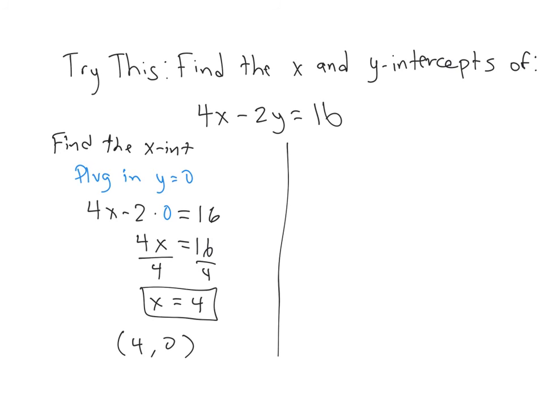All right, so taking a look at this one, we can plug in y equals 0. 4x minus 2 times 0, of course, is going to give us 4x equals 16. Then to solve for x, I'm going to divide by 4. I'm left with 16 divided by 4, which is just 4. My 4 is going to be the x value of my x-intercept, and then the y equals 0 that I plugged in is going to be my y value, so my point would be 4, 0.